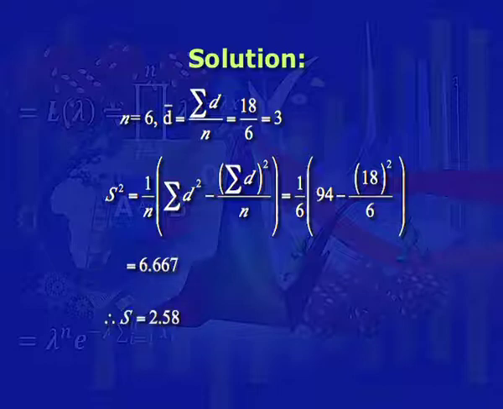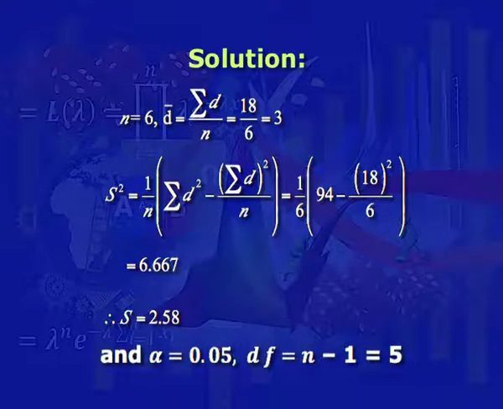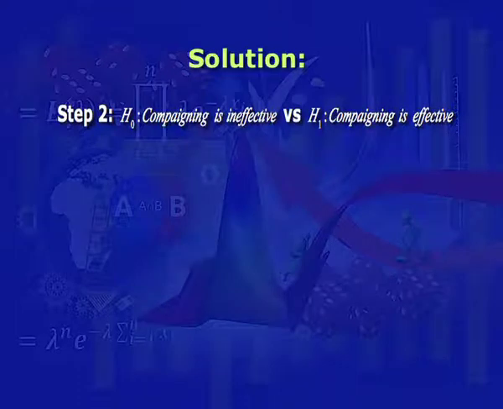If we find the square root of this s square, we get the standard deviation s equal to 2.58. And we have the given level of significance alpha 0.05 and degrees of freedom n minus 1 is 5. Now, in step 2, we define the hypothesis. Null hypothesis H0 is campaigning is ineffective versus alternative hypothesis H1 is campaigning is effective.